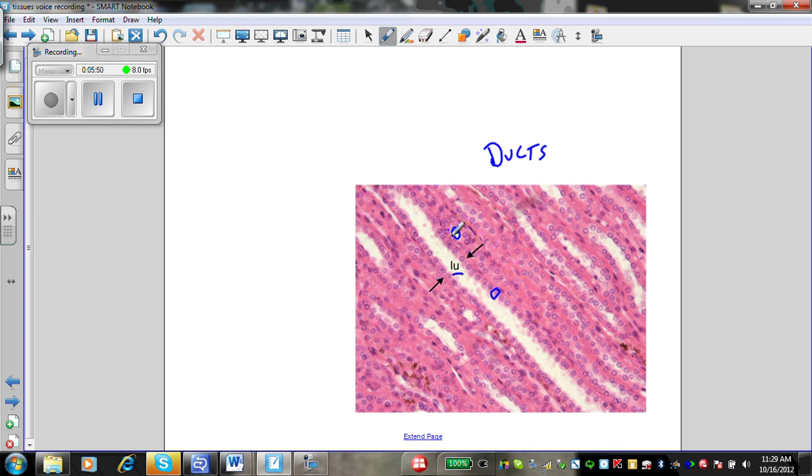So that's one layer here and one layer here. So this is a simple cuboidal. When we go to stratified cuboidals, they're much rarer. You're going to see these in glands that are much bigger. So simple cuboidal is much more common in the body than stratified cuboidal.